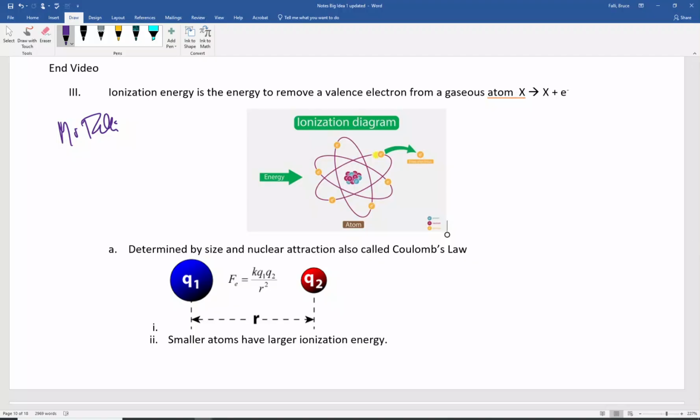So let's take a look at ionization energy and some Coulomb's law stuff. Ionization energy is the energy to remove a valence electron from a gaseous atom. The chemical reaction is this. This is a most missed question on the test. If I say write the equation of what happens for ionization energy, I have an element with an electron on here. Oops, this should have a positive on there. So it should be X positive plus an electron, okay?